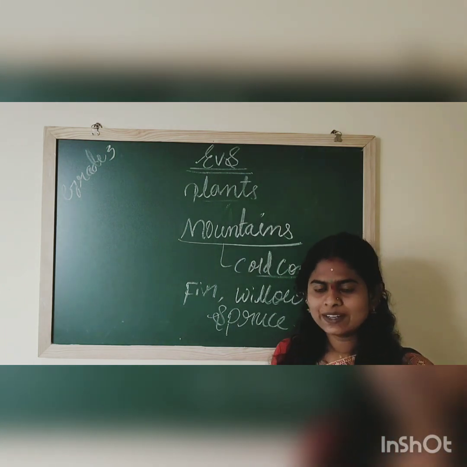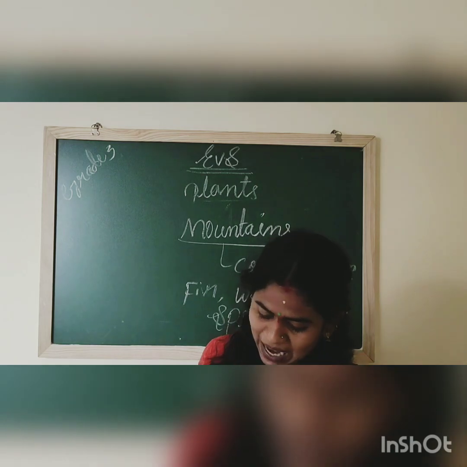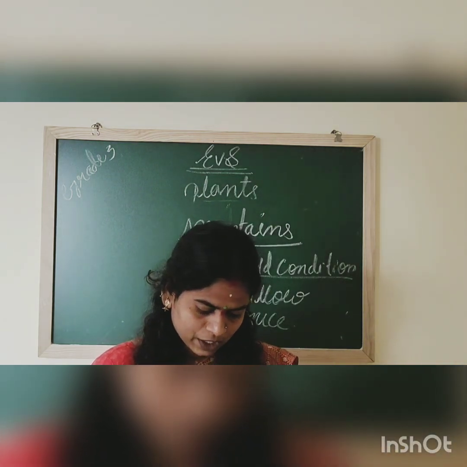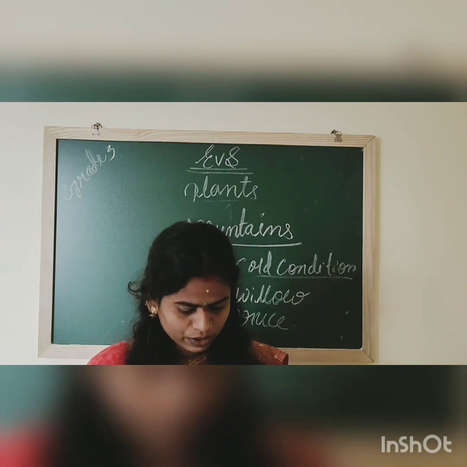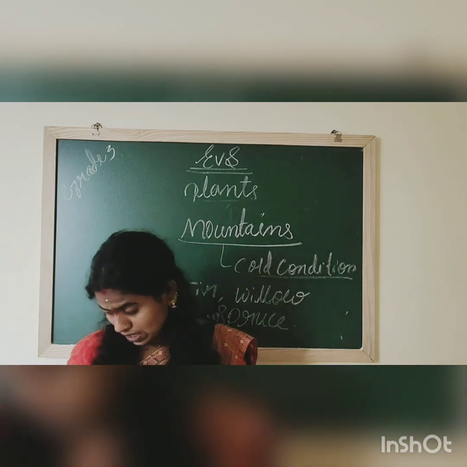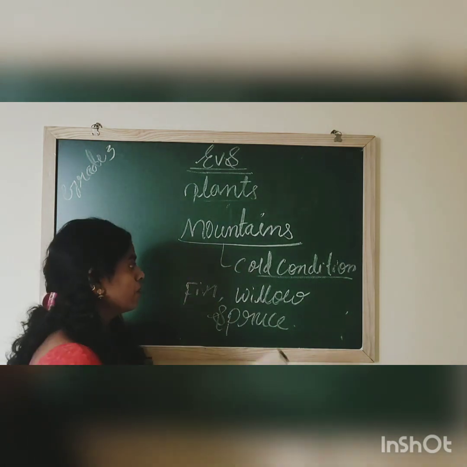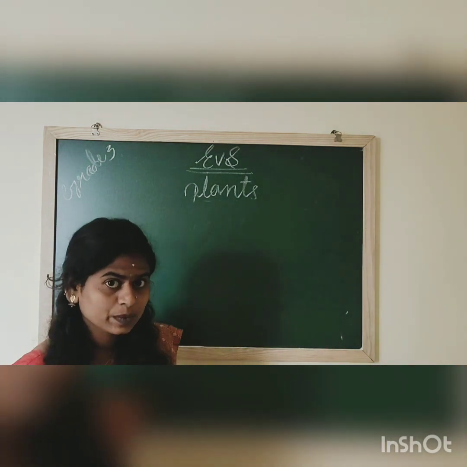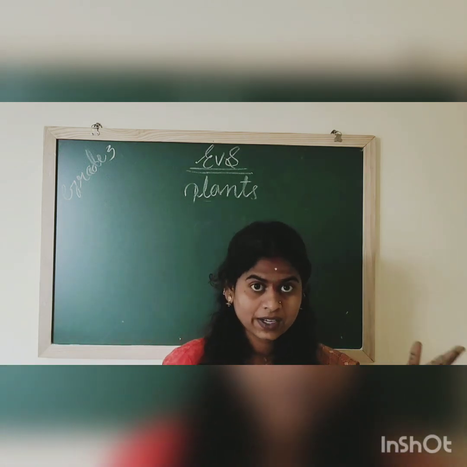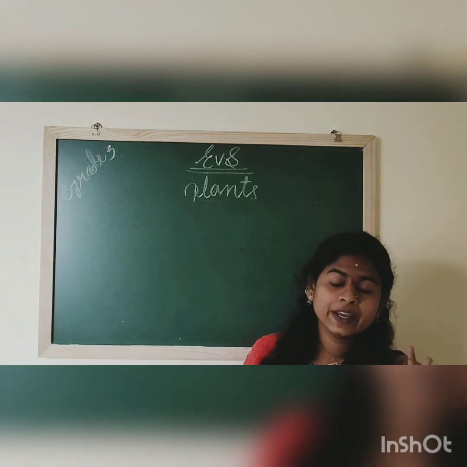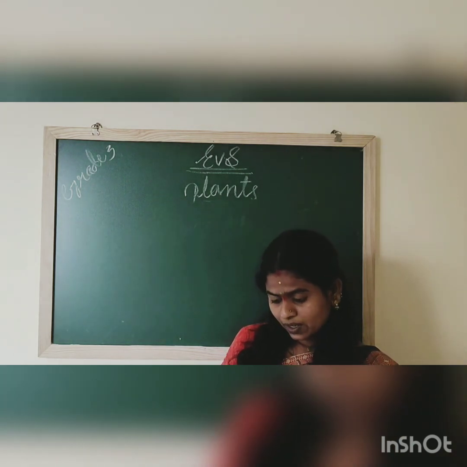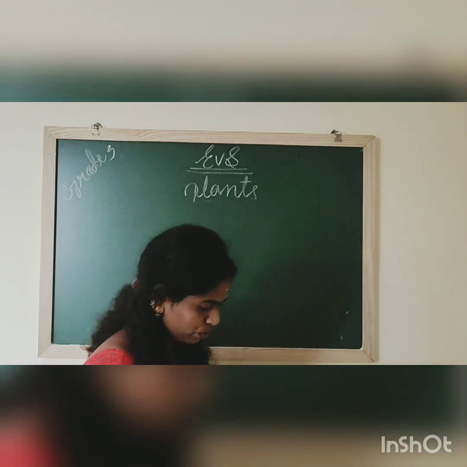Understood? So let us see the next one. The plants like teak and mahogany grow well in places which remain hot and wet throughout the year. So there are some kinds of plants which can grow throughout the year. Teakwood. Have you heard about teakwood? Teakwood is a very expensive one. Teakwood and mahogany grow well in places which remain hot and wet throughout the year.